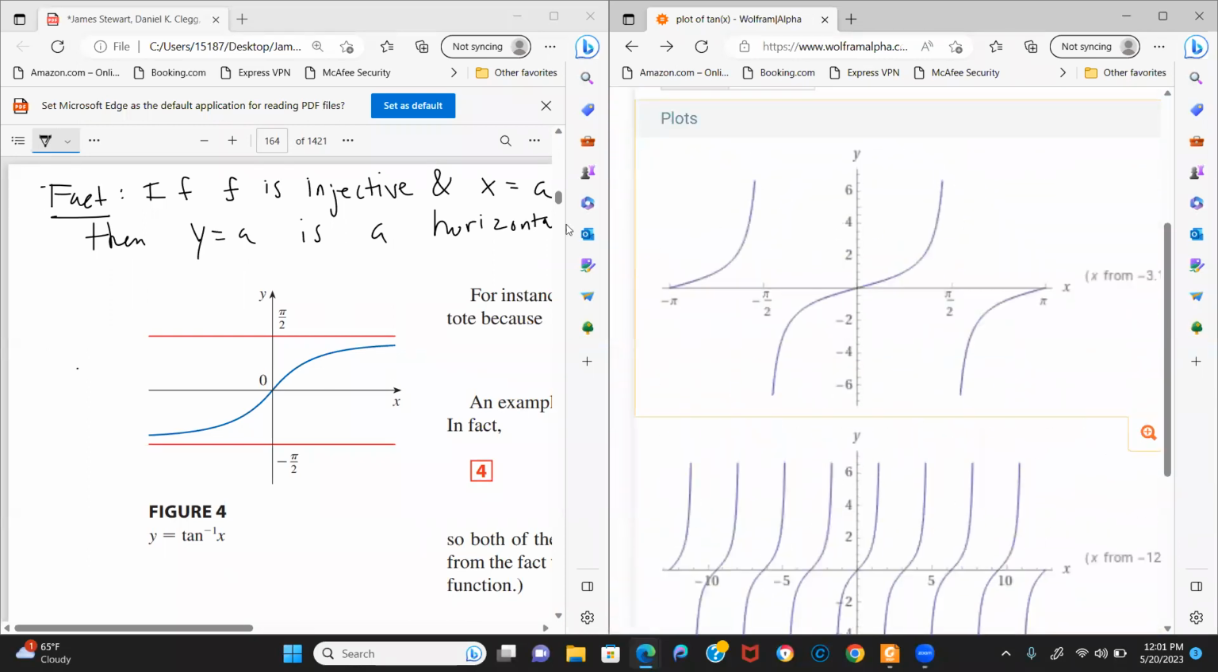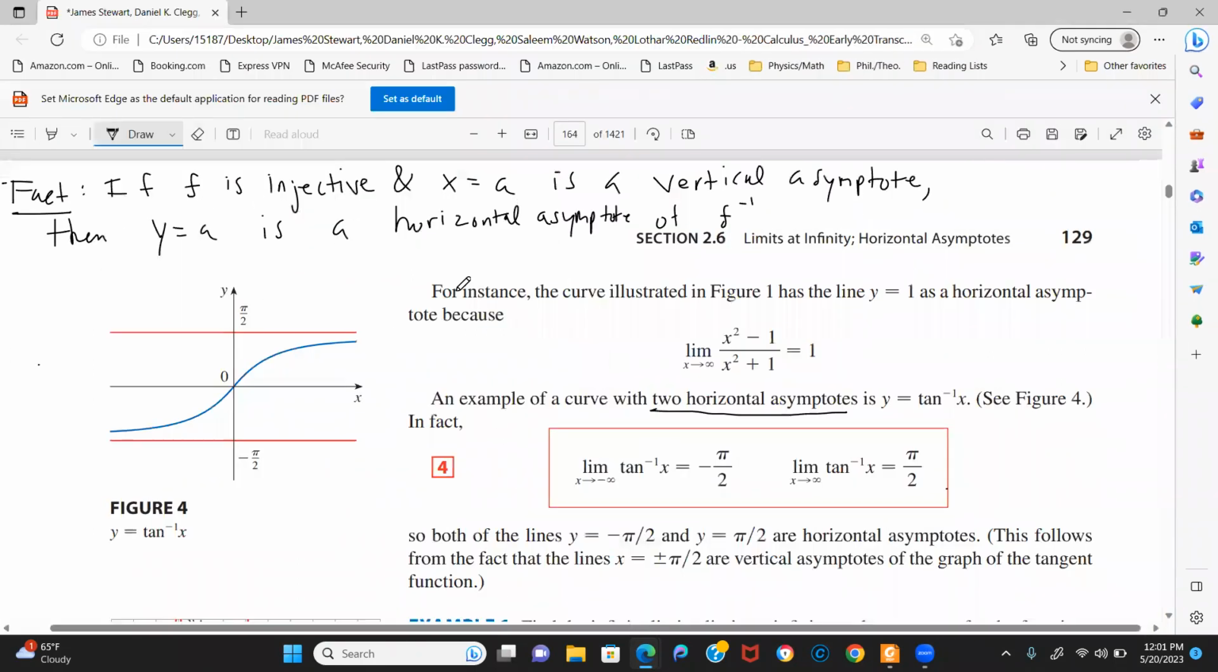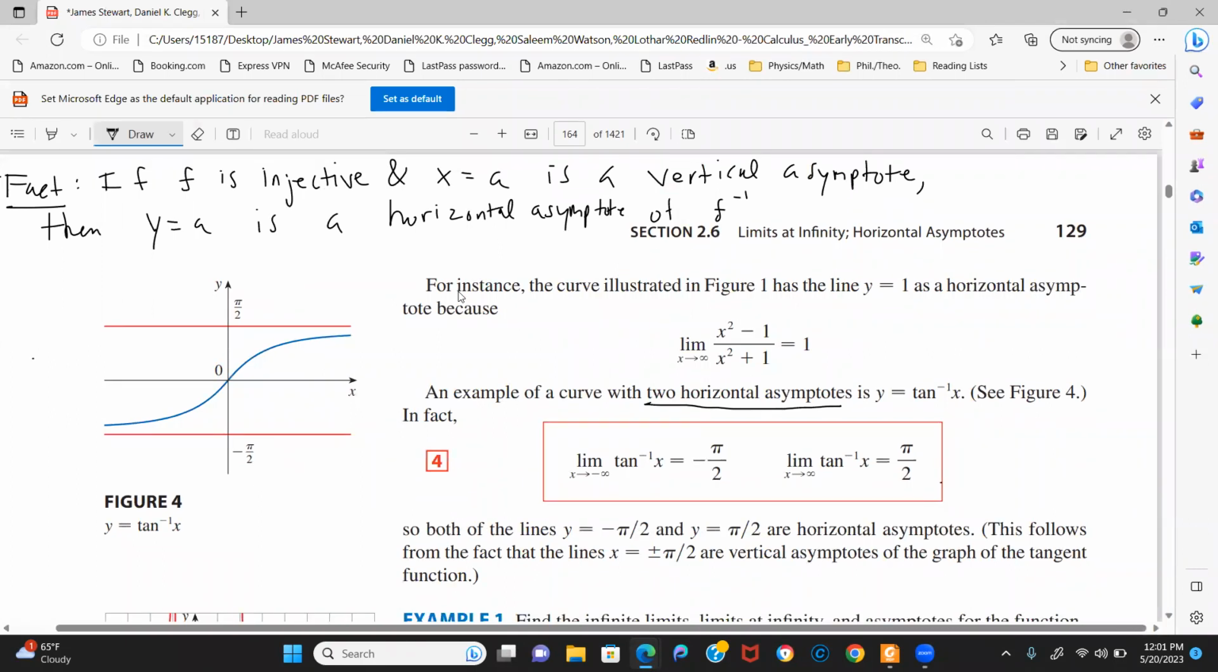These vertical lines at negative pi over 2 and pi over 2, when you reflect them over the diagonal line, they become horizontal lines. When you reflect a vertical asymptote or vertical line, it becomes a horizontal line. So that's why I have this fact. All right, so that means that tan inverse has horizontal asymptotes at pi over 2 and negative pi over 2.